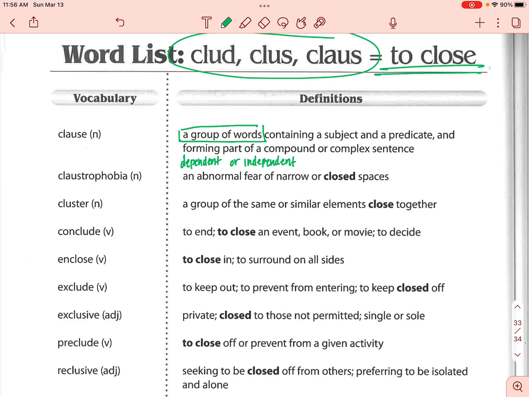The next one is claustrophobia. Claustrophobia is actually something that I suffer from myself. I think I've told you guys that story before. I went up in the St. Louis Arch and it was terrifying because it was really, really tiny.